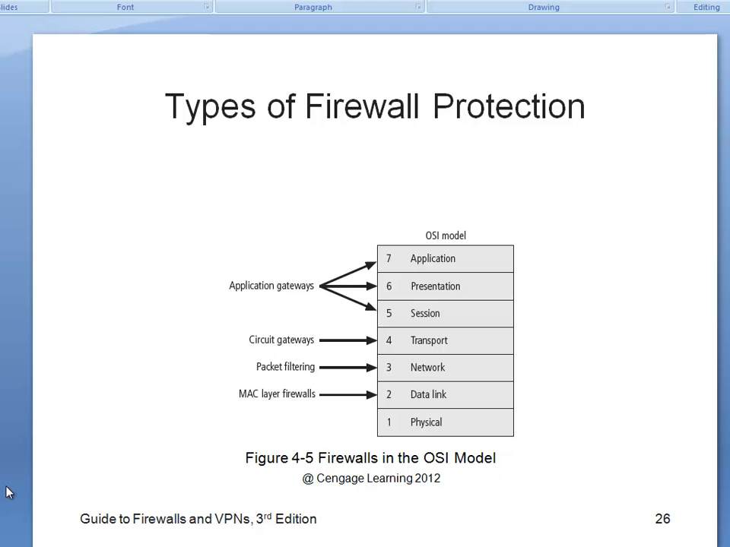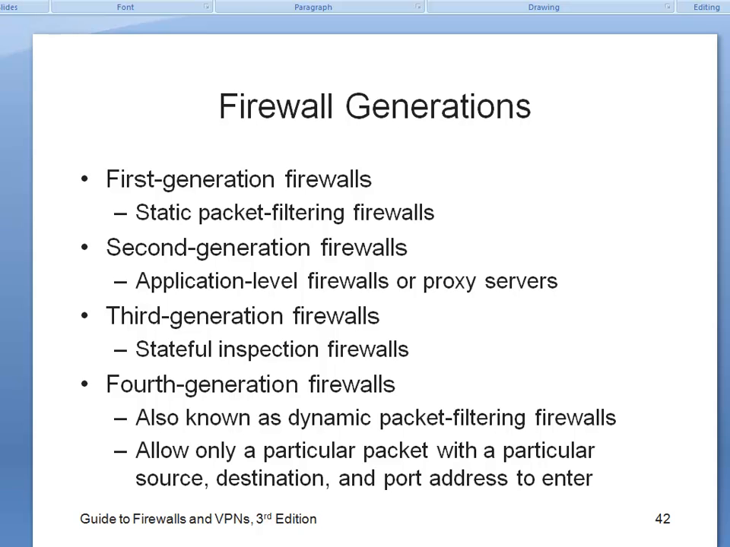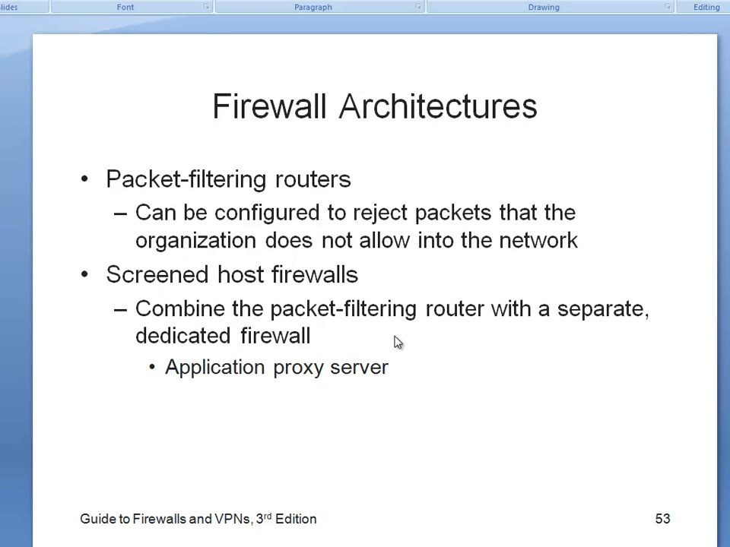Jumping back to the application gateway. So now, rather than working at a very low level, we're looking at the very highest level, the application layer. And the benefit of this is it minimizes the effects of viruses and worms and trojans and all other sorts of malware, because it's only working at a particular layer for a particular service, application service. And I skipped a few more slides because that's stuff that's very easy to read and understand.